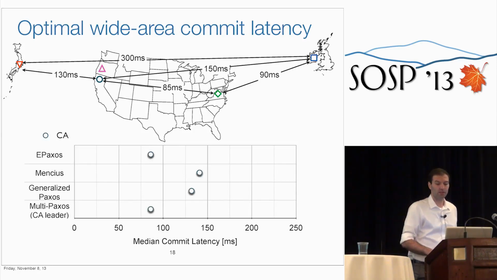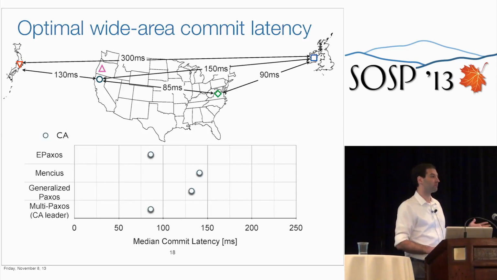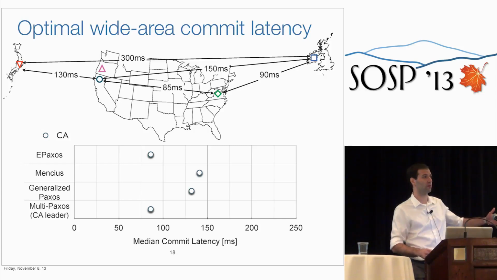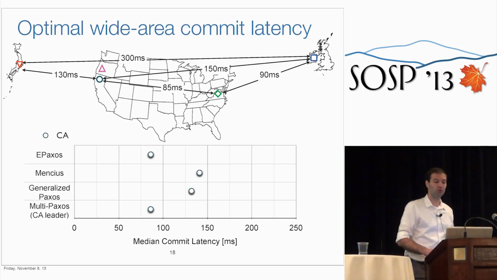So an EPaxos client in California only has to wait for its local replica to talk to its closest neighbors, its two closest neighbors, which are Oregon and Virginia. And that's true also for a client of Multi-Paxos, but only because the Multi-Paxos leader in this experiment is in California.